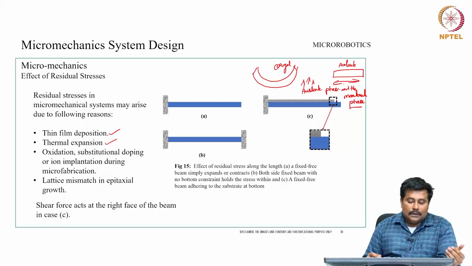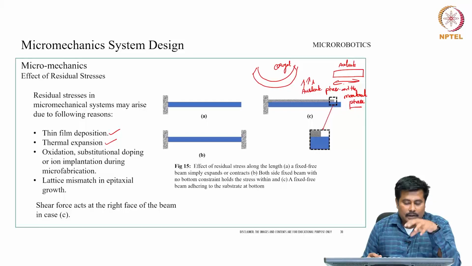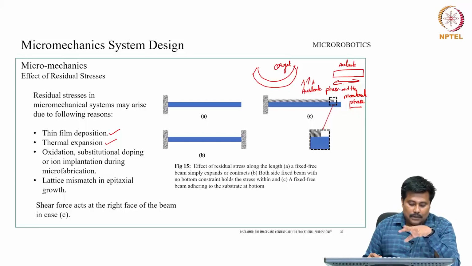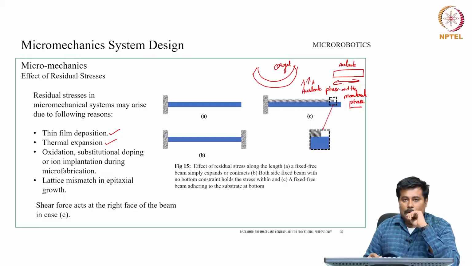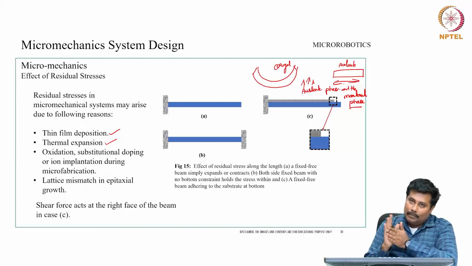Then oxidation, substitutional doping or ion implantation during the microfabrication will also participate in imparting a certain amount of residual stress on the material. The most important aspect is the lattice mismatch in epitaxial growth. In fact, that is the reason in our shape memory alloy bimorph fabrication, we are ensuring that the Kapton polyimide we are using has a good match with reference to the shape memory alloy, so that the lattice mismatch is completely eliminated and we have a proper epitaxial growth.